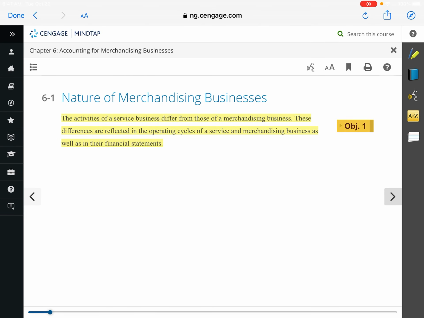So what is the nature of a merchandising business? The activities of a service business differ from those of a merchandising business, obviously. And we're going to see those differences played out in the operating cycle of those businesses. So let's look at the operating cycle.